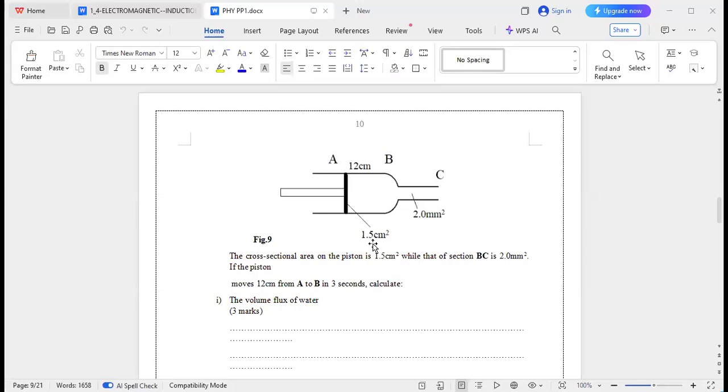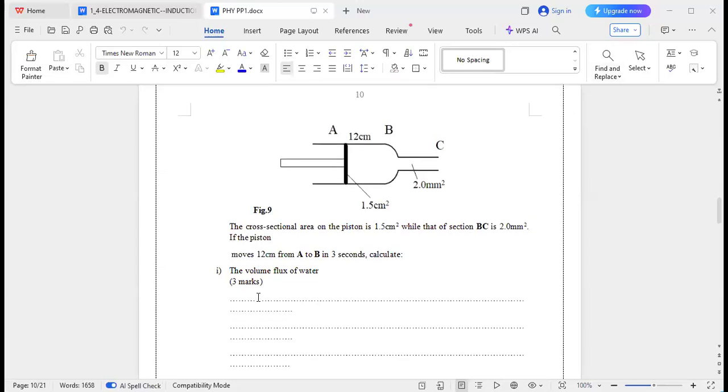Six times 10 to the power negative 6, 6.0 times 10 to the power negative 6 meters cubed per second, which is the same as 6 centimeters cubed per second. Yes, please kindly repeat.